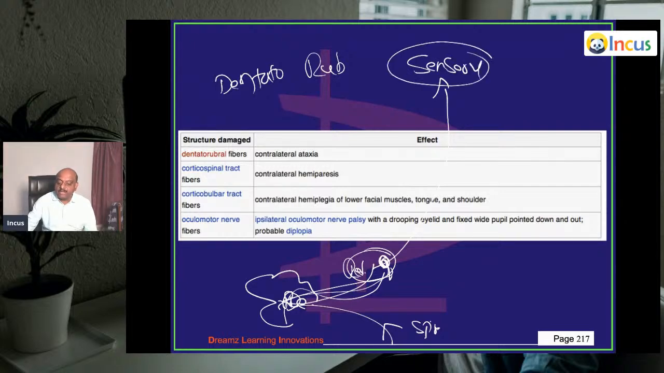That's how our sensory cortex will be getting information about all our peripheral parts, what is happening. It will be knowing. So, dentate nucleus to red nucleus to the sensory cortex.